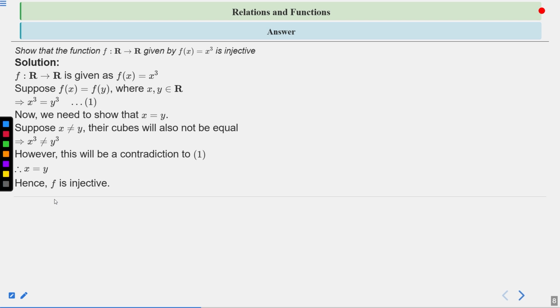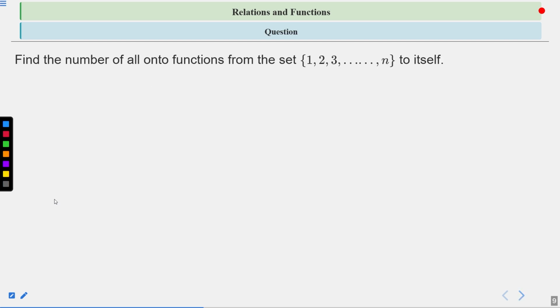Okay. Let us move to the next question. We basically have to find the number of all onto functions from the set 1, 2, 3 till n to itself, right? So we basically have to find what can be the number of onto functions from the set 1 to n to itself, right?